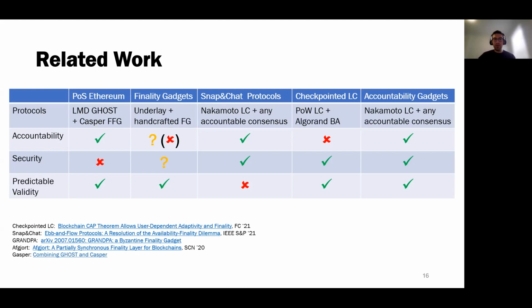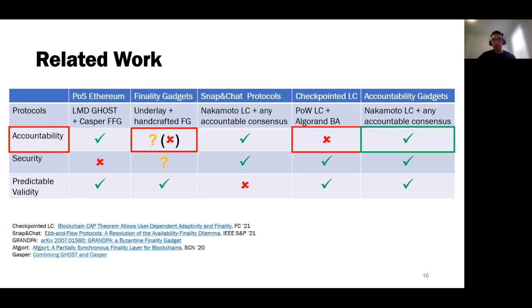The second axis of comparison is accountability. We have observed that accountability gadgets provide accountability. On the other hand, accountability is not a major goal for many of these finality gadgets, which are designed to preserve safety over periods of network partition. The same holds true for the checkpointed longest chain, and in particular, Algorand BA was shown to not be accountable. Thus, checkpointed longest chains cannot provide accountability as well.